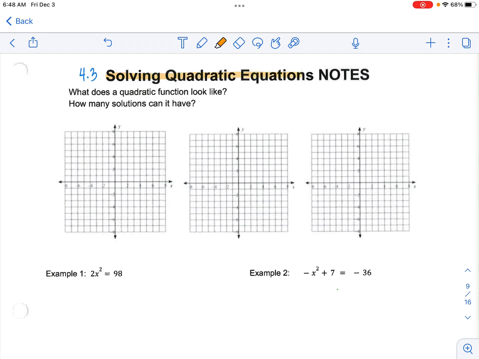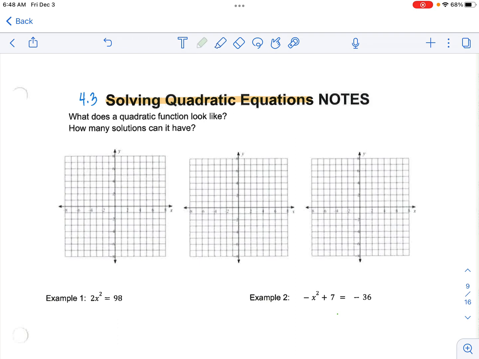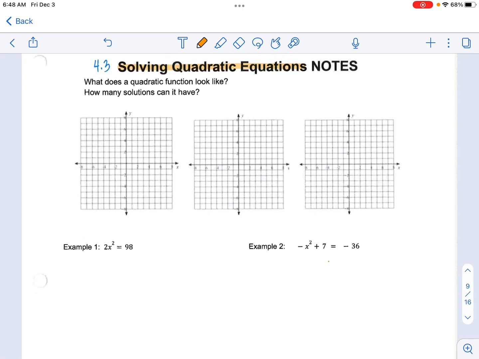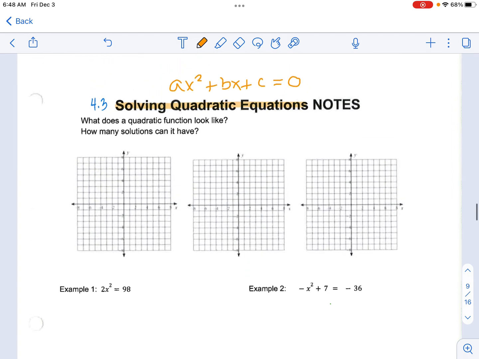These are the notes for 4.3, solving quadratic equations. And so we know quadratics are equations that look like ax squared plus bx plus c equals 0. Okay? We know they look like that. Now this section doesn't quite fit that match, but I'll go into how it's different in just a second.